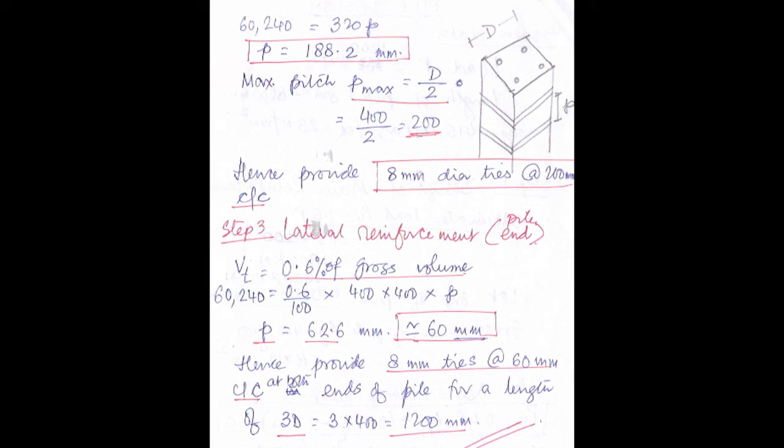Okay, now let us come to the step number 3, lateral reinforcement for pile end. What was step number 2? Lateral reinforcement for pile body. This is for the pile end. So what is it for the pile end also? It is the same.